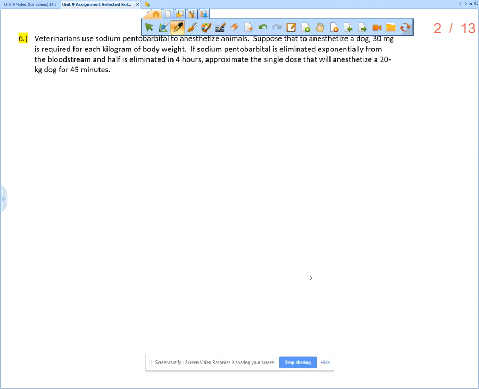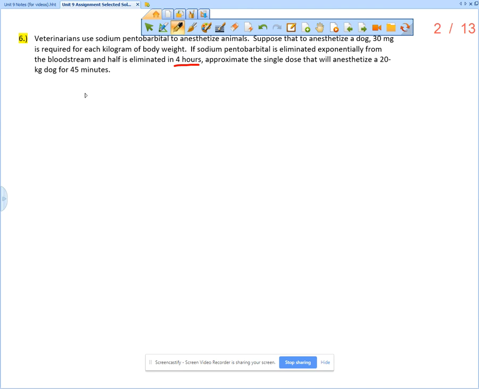This one is kind of confusing. The context is easy to understand: how much of this drug do you need to give a dog to anesthetize it for 3/4 of an hour? The key here is, first of all, you're given a half-life. Half is eliminated in 4 hours.